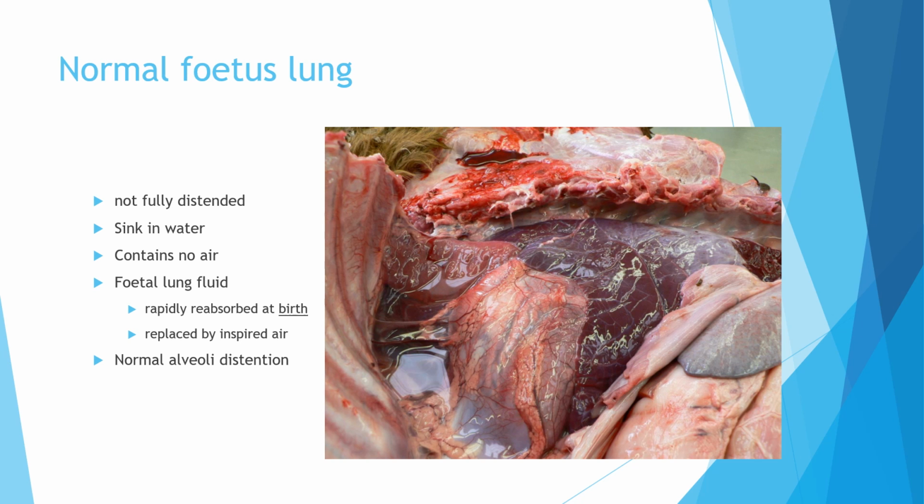The fetus, as you know, would not have inspired air at any point in time. So the lungs here would contain only fetal fluid instead of air. And then when the fetus or the animal is born, the fluid is rapidly reabsorbed and replaced with air. And then you get your fluffy, soft textured, pale pink lung that we expect for a normal lung. And that also coincides with normal alveolar distension.